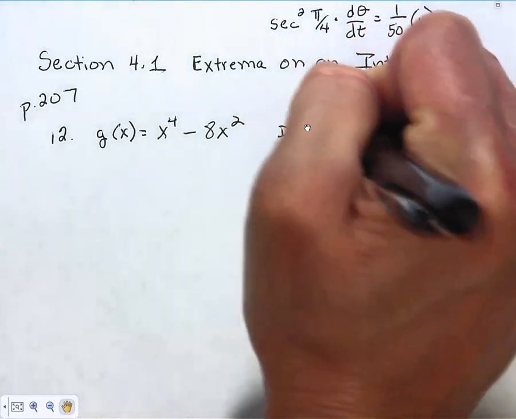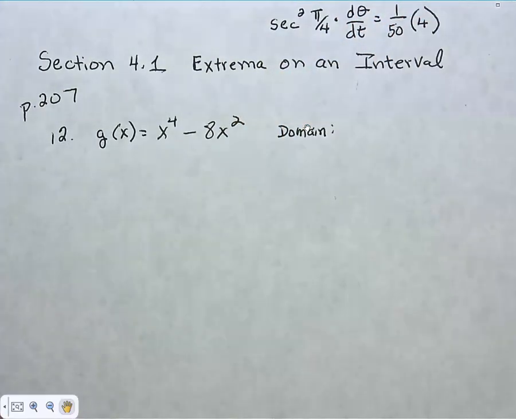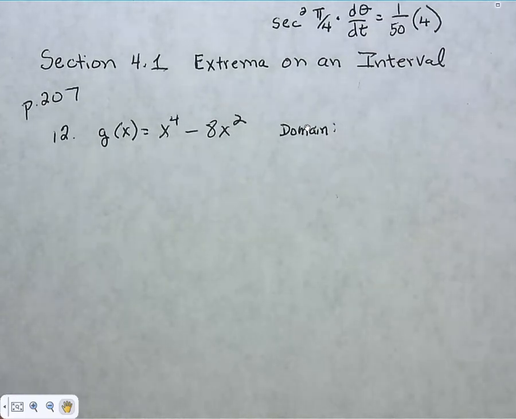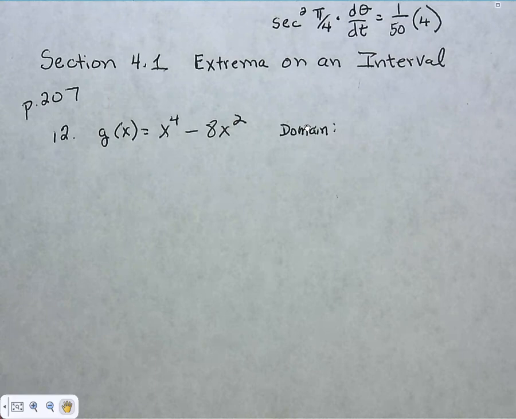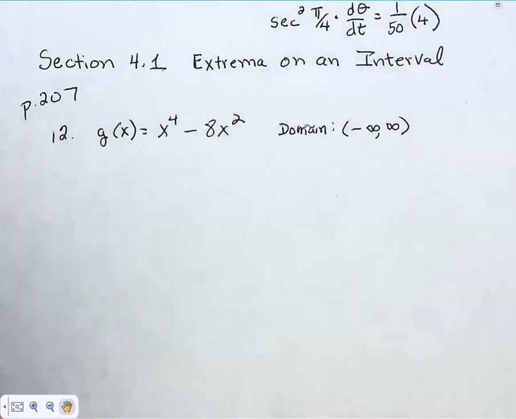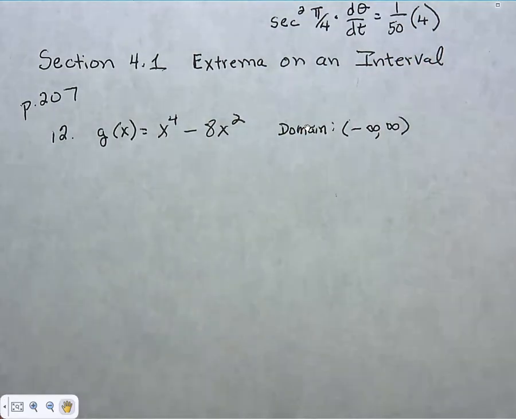What's the domain of this function? You can put any number in the whole wide world into a polynomial function. Won't blow it up. So the domain is negative infinity to infinity. I don't have to worry about that part of the definition of a critical number because there's nothing that makes the function itself undefined. How do I find those numbers that make the derivative either 0 or undefined? Well, first I need to find the derivative and then set it equal to 0.